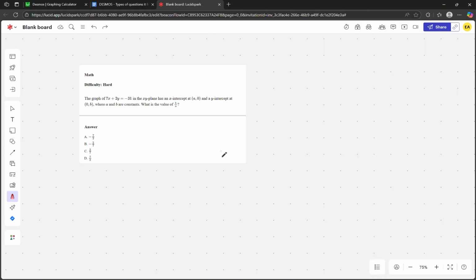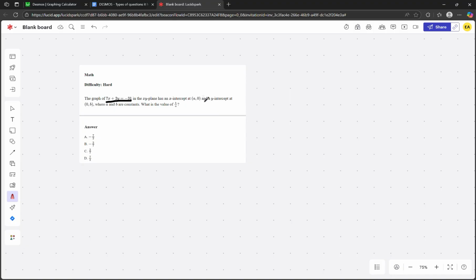So the first equation we're going to be tackling is this one right here. It says the graph of 7x plus 2y equals -31 in the xy plane has an x-intercept at (a, 0) and a y-intercept at (0, b), where a and b are constants. What is the value of b over a? We know that this is the equation and we know that these are the x and y intercepts.